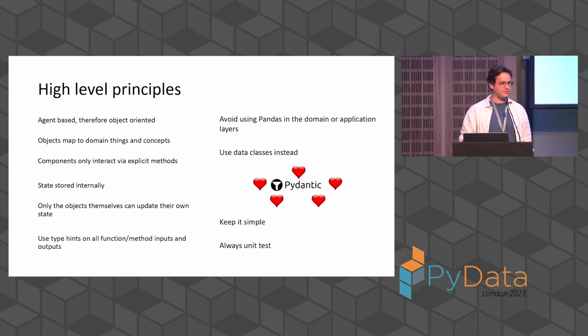The state of objects is stored internally. This is more just a convenience thing. You just make sure everything sits all together in one place. And it makes unit testing a lot easier too. You can instantiate an object, and you don't have to stand up a load of other data store objects around it.